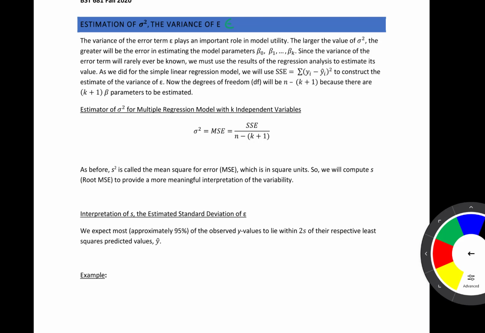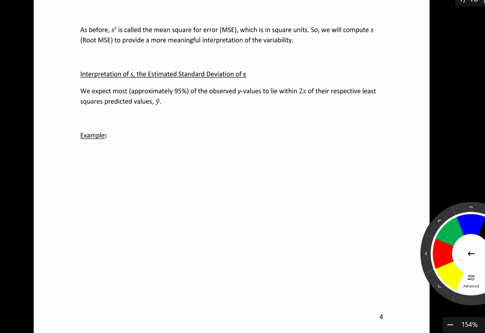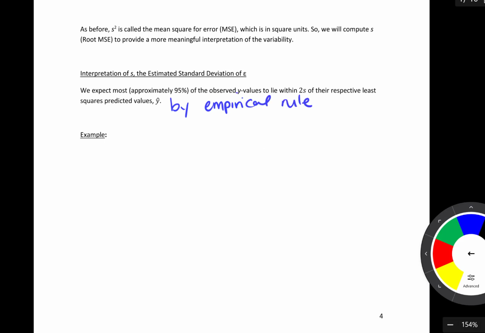And so remember before, S squared is called the mean squared error, or the MSE, so we could look at the square root of the MSE to find S. And so looking at the interpretation of S, where S is the estimated standard deviation of epsilon, it says we expect most, or approximately 95% of the observed y values to lie within 2 standard deviations of their respective least squares prediction values y hat. And again, this is by the empirical rule. And the reason that we can invoke the empirical rule here is because we have that normality assumption on our errors. If we did not have that normality assumption, then we could not apply the empirical rule here.